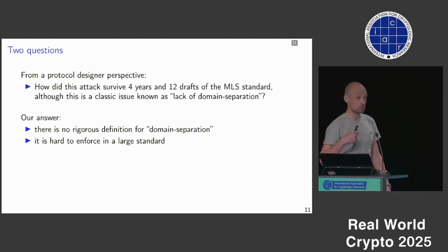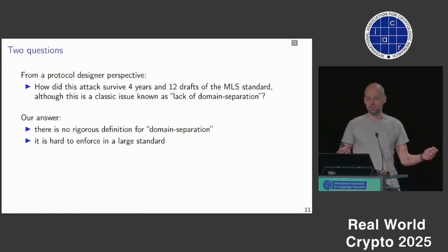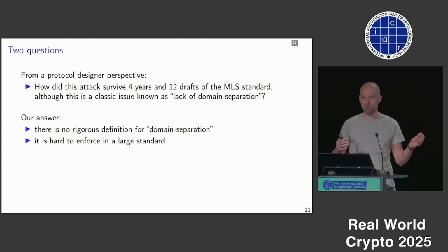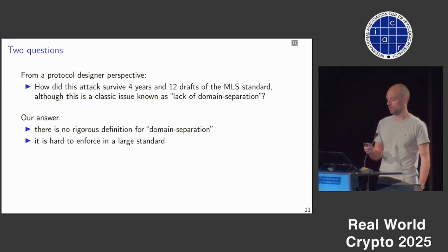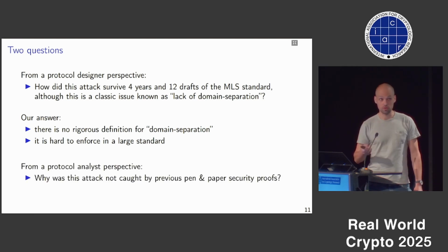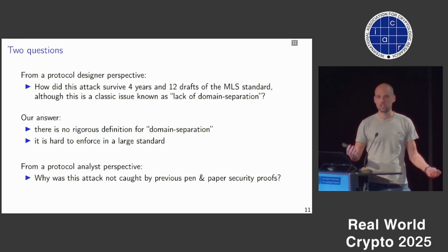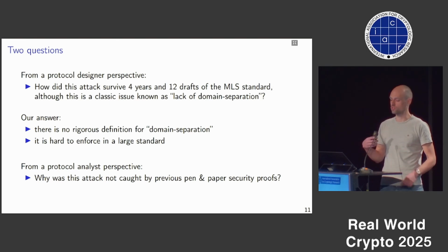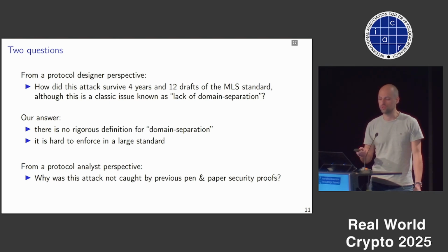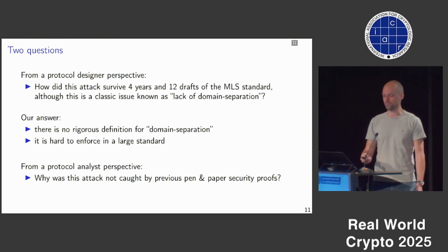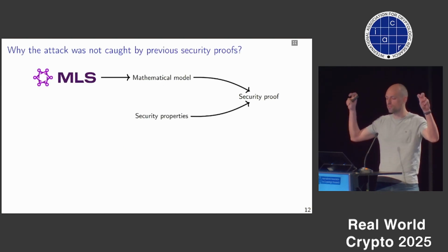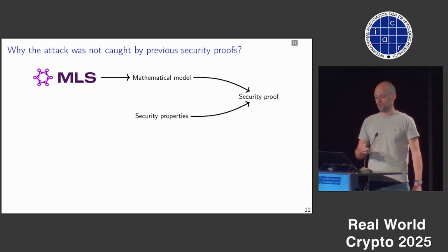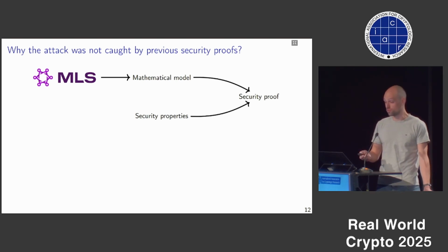And also domain separation is hard to enforce in large standard because here the signatures are pages apart in the specification, and you cannot really skim through the document to find the problem. And second, from a protocol analysis perspective, each time we find an attack on a protocol that was analyzed, we have to ask the question, why was this attack missed? To answer this question, we must first say, what does it mean to prove that MLS is secure? So what is a security proof?